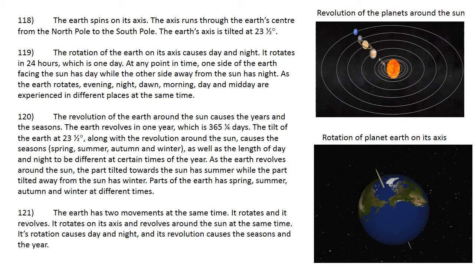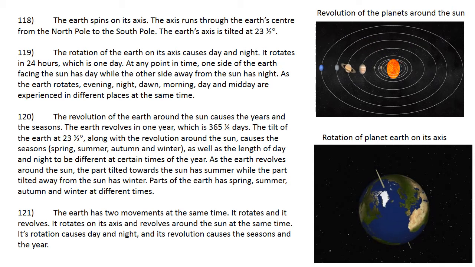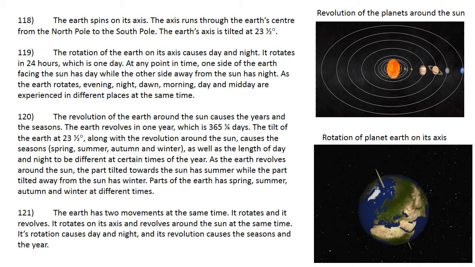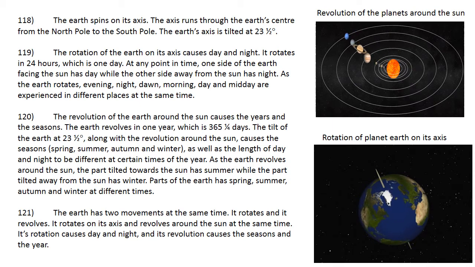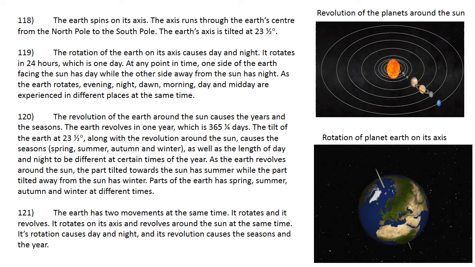Earth spins on its axis. The axis runs through the Earth's center from the North Pole to the South Pole. The Earth's axis is tilted at 23.5 degrees. The rotation of the Earth on its axis causes day and night.